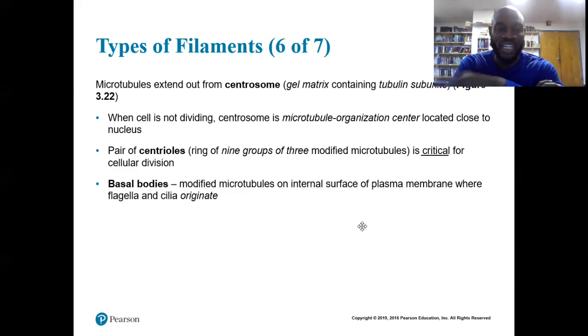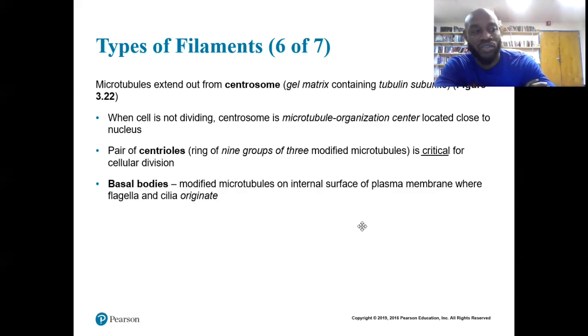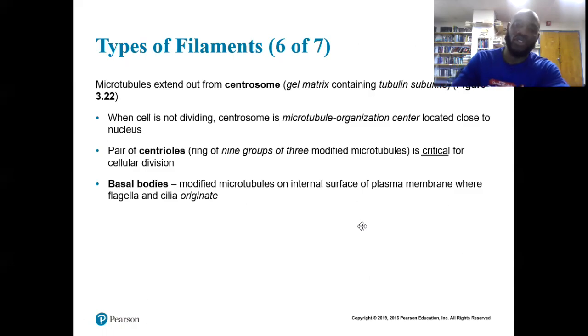So cells divide constantly. They also have to divide for replacing cells that have worn out or are dying or dead, or repairing. So cell division is very important. When a cell is not dividing, the centrosome is a microtubule organization center located close to the nucleus. Microtubules, those are your biggest filaments. A pair of centrioles is critical for cellular division.